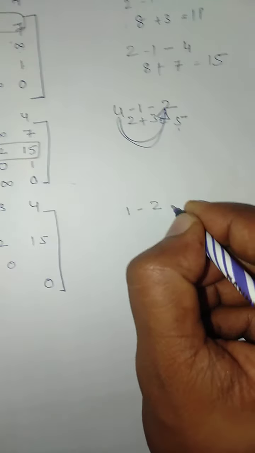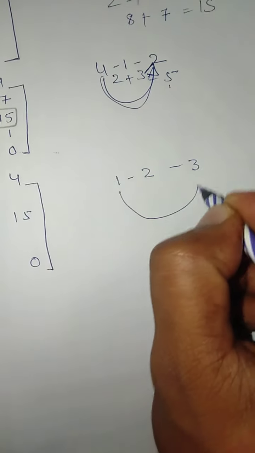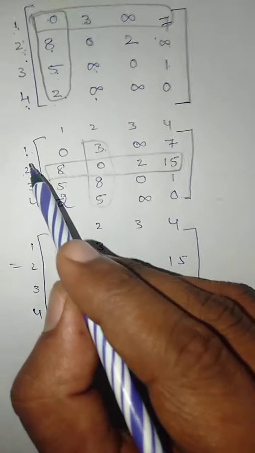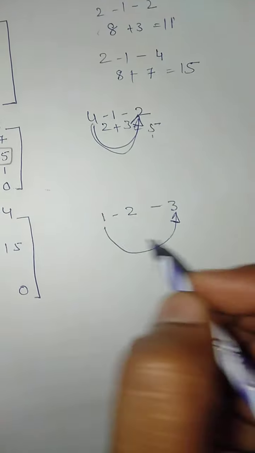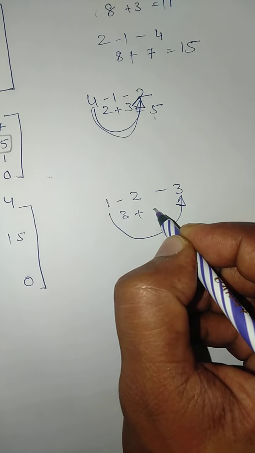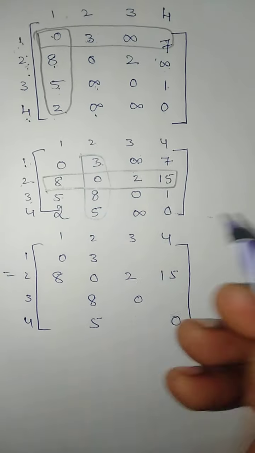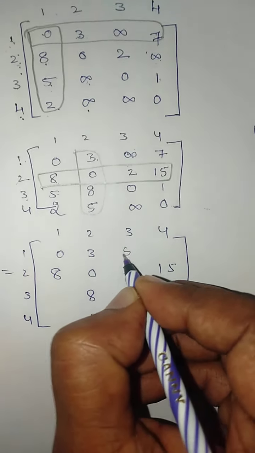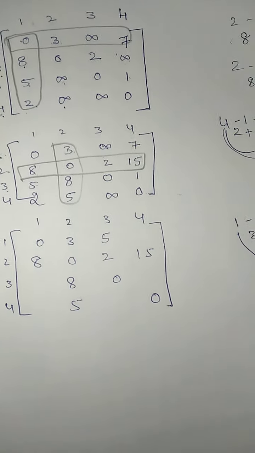1 to 2. See here. 1 to 2 and 2 to 3. Therefore, we have a path from 1 to 3 via 2. And the cost of 1 to 2 is 3 and 2 to 3 is 2. Total cost is 5 and this 5 is less than infinity. Therefore, I will have to replace 5 here. That's it. Right?